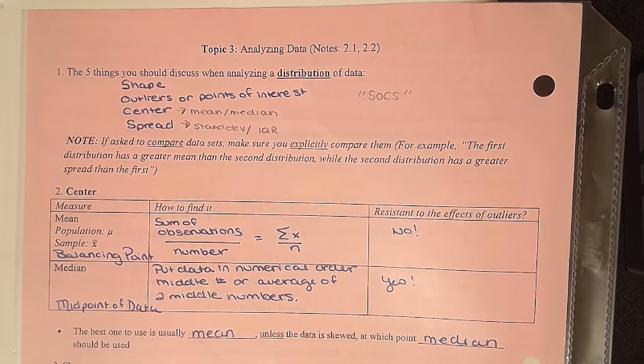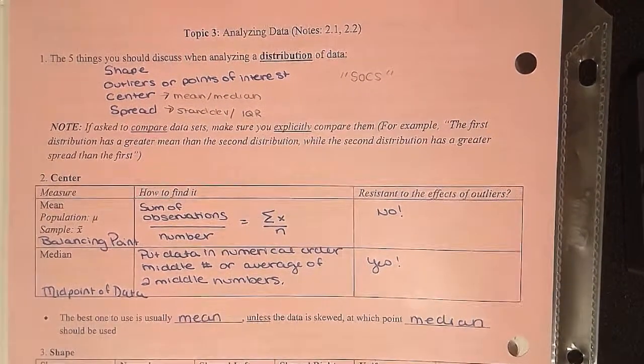So for topic 3, we're talking about distribution. Now, for one of your short answer questions, you're going to have to analyze and compare distributions. So what you're going to have to do is talk about the shape, outliers, or other points of interest, center and spread. And remember, center means mean or median, and spread means standard deviation and IQR. And we always use the acronym SOCS to help you.